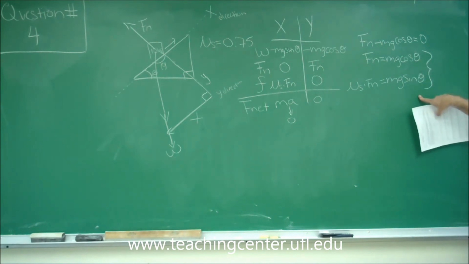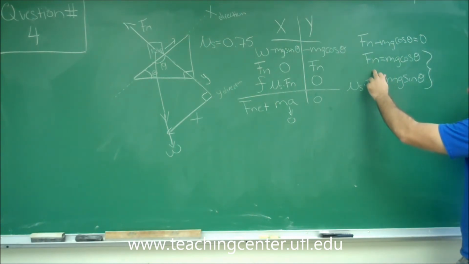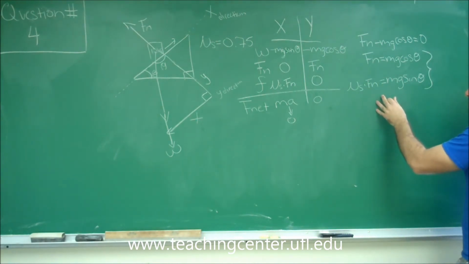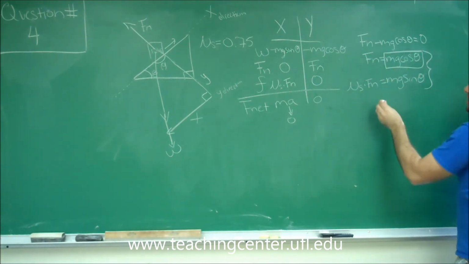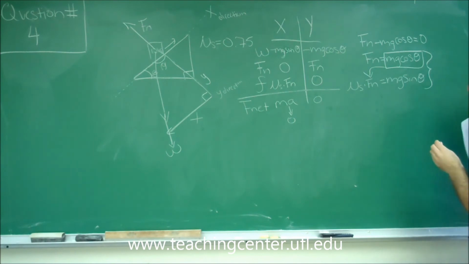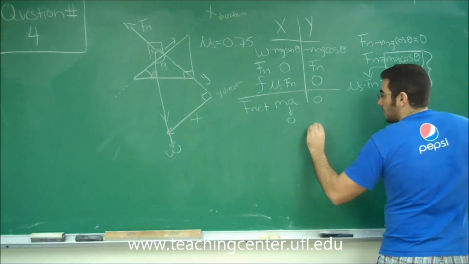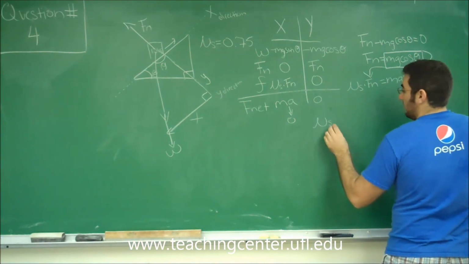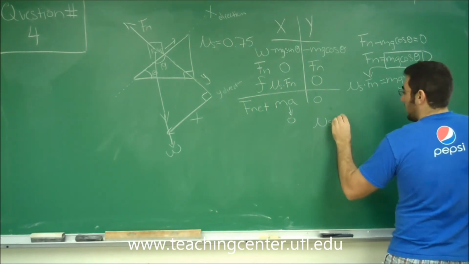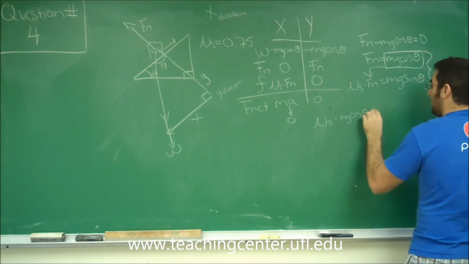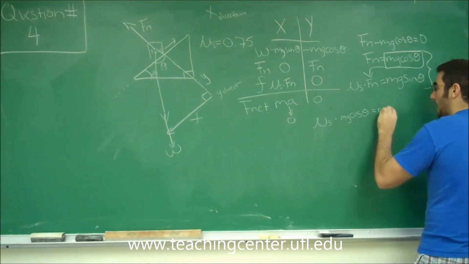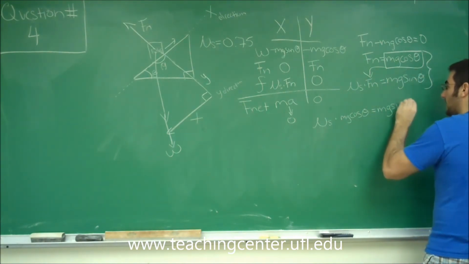Now we have two equations, and we have the theta variable, the angle we're trying to solve for. And we have what the normal force equals. So the easiest thing we can do is just use a system of equations and substitute mg cosine theta in for the normal force. So mu s times mg cosine theta equals mg sine theta.